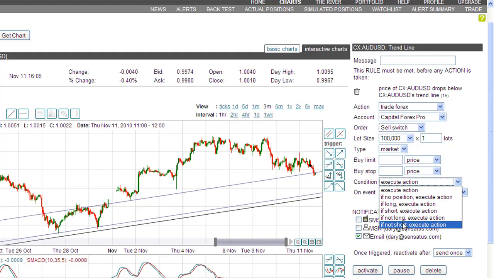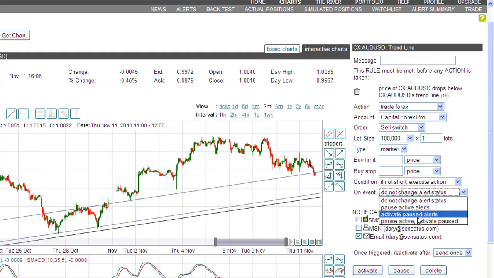I will execute this if not short. So if, for example, I put in another rule whereby I do not have a position, or if I have a long position, this will execute. I'm going to set the on event field to pause my active rules if the price falls below this stop trend line, and I'm going to create a MACD alert based trade that will close out my short position. That trade will remain paused. I'm now going to set it up.